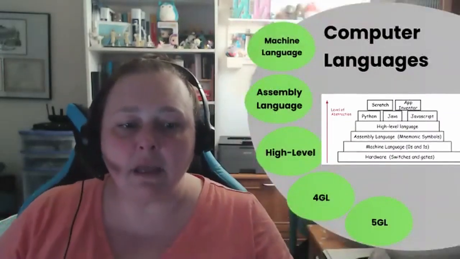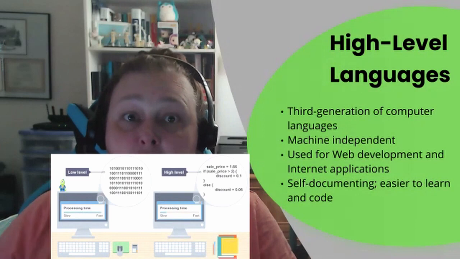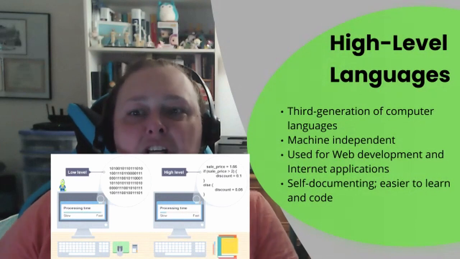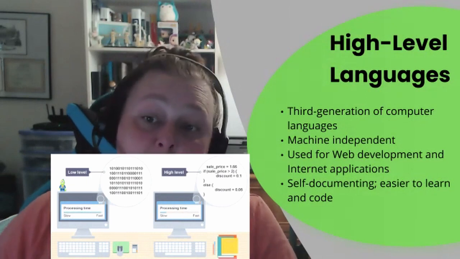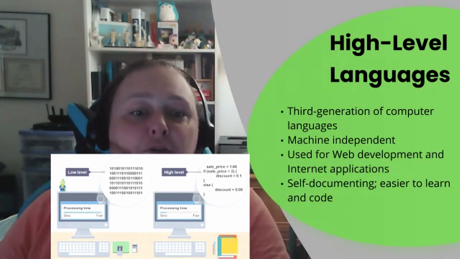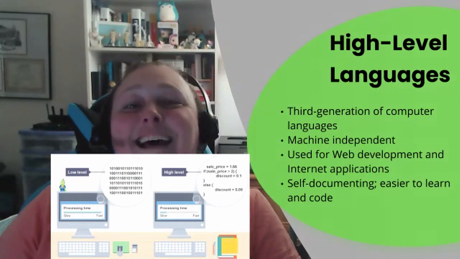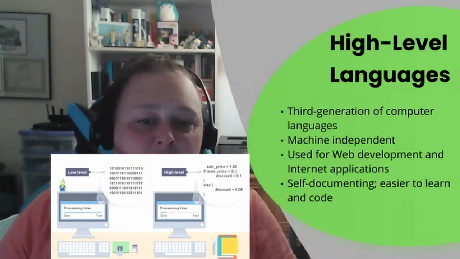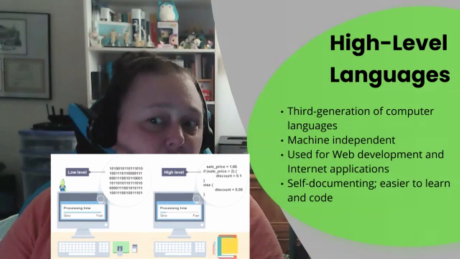Now, high level is where we start getting into things that are better understood by humans. Okay, this is the third generation of computer languages. At this point, we're talking more operating system dependent than hardware dependent. Okay, so it's machine independent. Used for web development and internet applications. That's why you can run a website on a Mac or a PC or things like that. A lot of them are self-documenting and easier to learn to code. What are some high-level languages that you can think of?